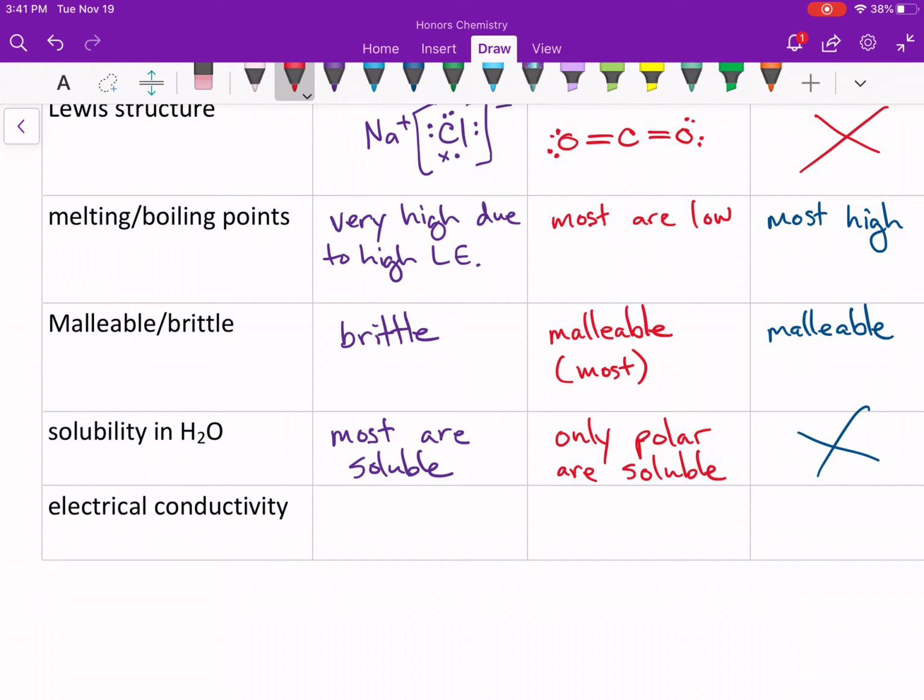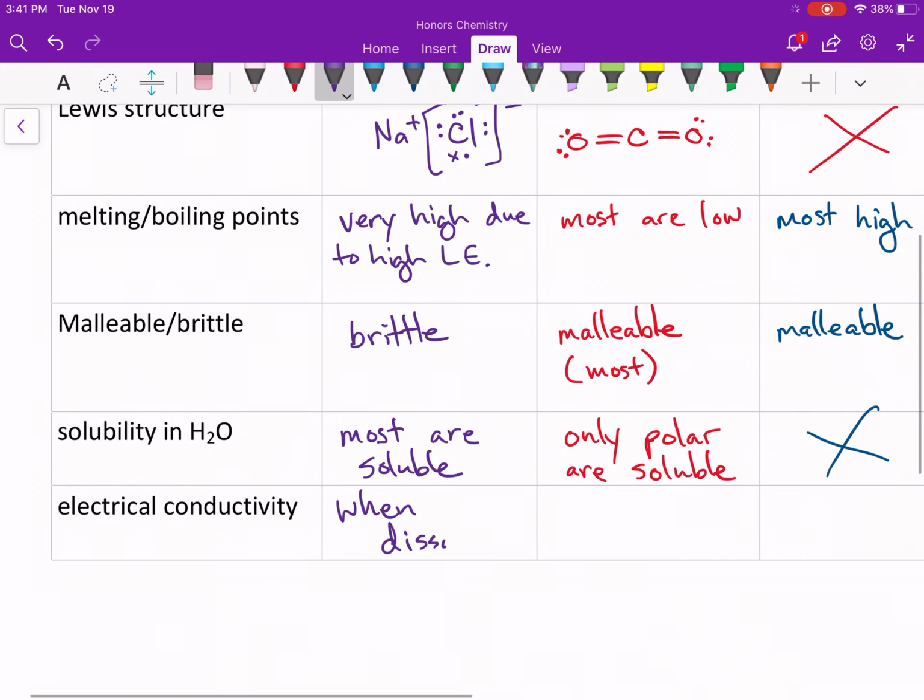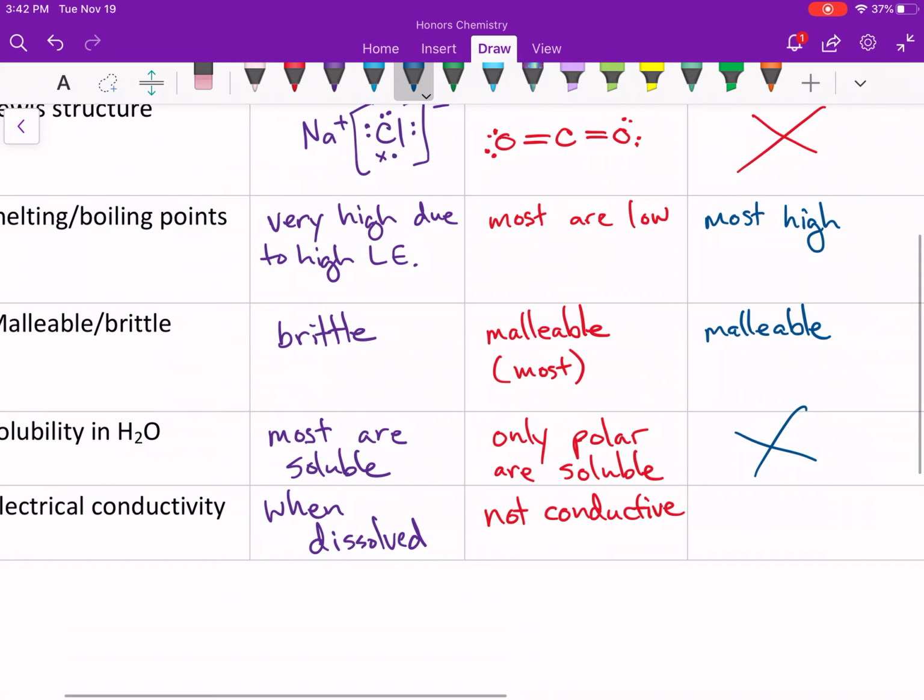And finally, electrical conductivity. Ionic compounds, when you dissolve them, will conduct electricity. So I'm going to say when dissolved. Whereas covalent, not conductive when dissolved, also not conductive when not dissolved. So if you have solid sulfur or something like that, it's not going to be conductive. One exception, again, going back to graphite, it does have a free electron that can move around and conduct some electricity to some extent. But for the most part, your covalent compounds are not conductive. And they're definitely not conductive in water when you dissolve them.